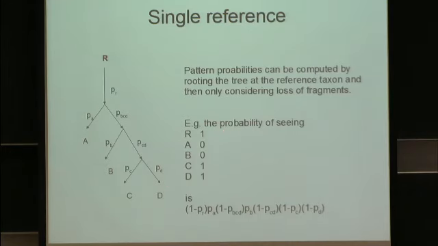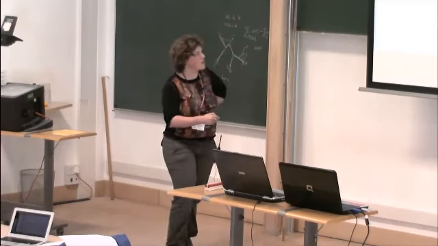So for example, if you see a pattern that's a 1 at the reference and it's also 1 at C and D, then you know for sure that it can't have been lost down any of these 3 edges here because it can't have been gained a second time. And so you've fixed that it must be present at each of these internal nodes here. And so you can write down an easy expression for the probability of seeing that pattern. There are other ones where you have to sum over different terms. I've just picked a nicer one there.